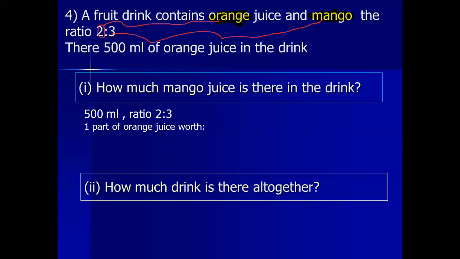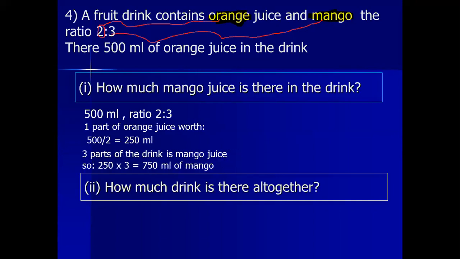Yes. Okay, so one part of orange, what do you do? 500 divided by 2 is 250, and 3 parts of drink is mango. So you multiply 250 by 3, which is 750. There is another way to find it using the ratio 2 to 3.